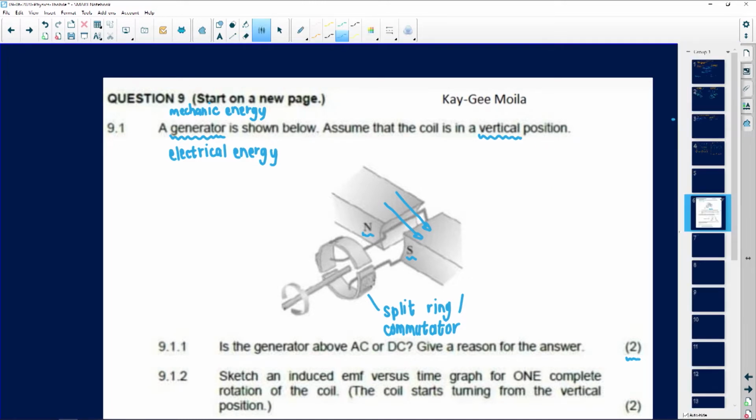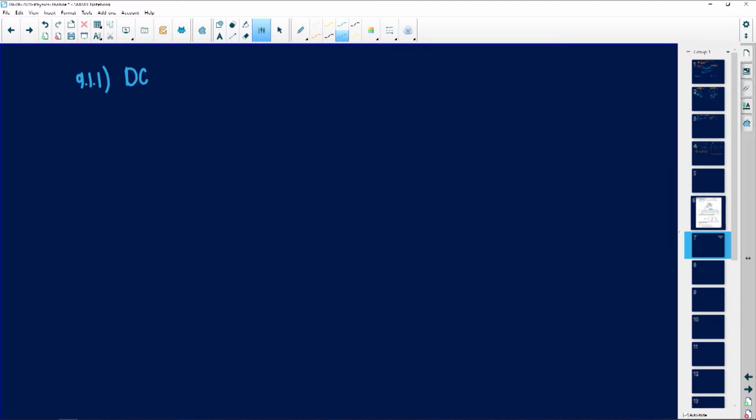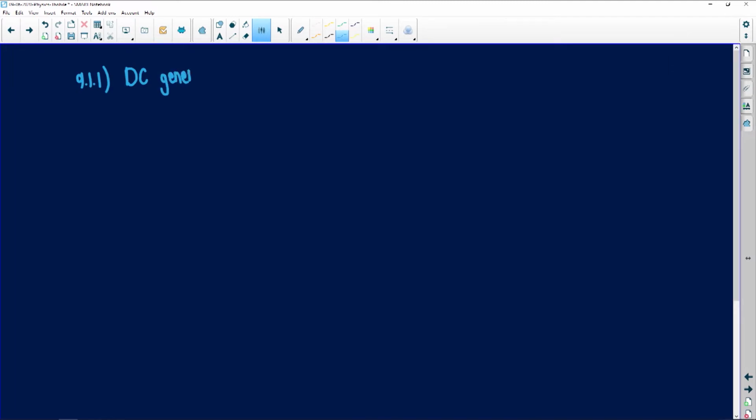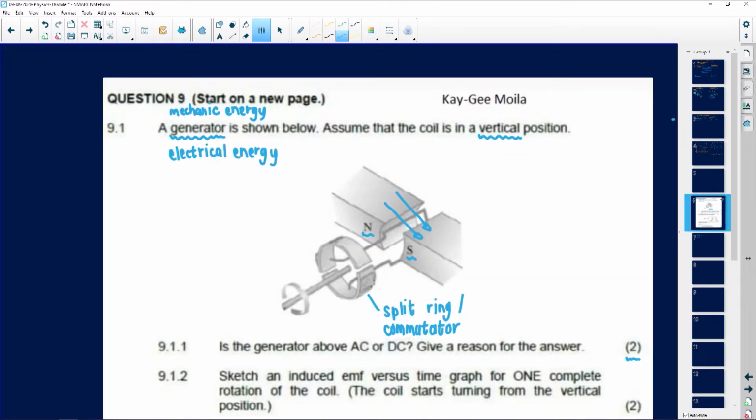So in my answer, I've given my reason. It is a DC generator. And they're going to ask you, why is it a DC generator? So you can say, because it has split rings, or you can also say a commutator. Right, so that's what the examiners are looking for. Let's look at another question.